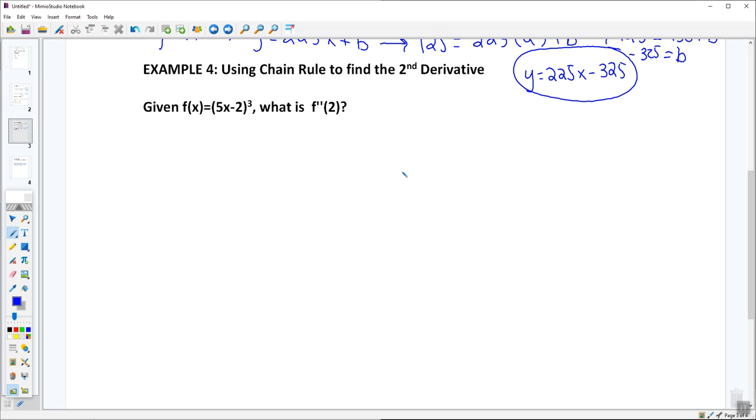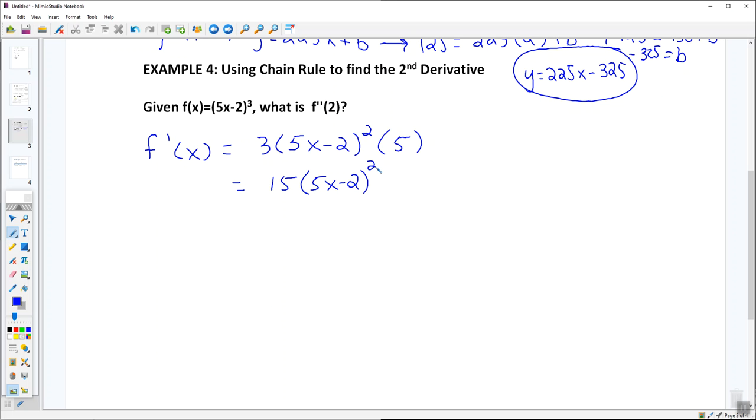Okay, here we go. Let's find f prime of x. Okay, what's f prime of x? 3 times 5x minus 2 to the second, times 5. So I'd probably call this 15 times 5x minus 2 squared. Okay. Now guys, does this look like a product rule to you? Kind of. But here's the deal.